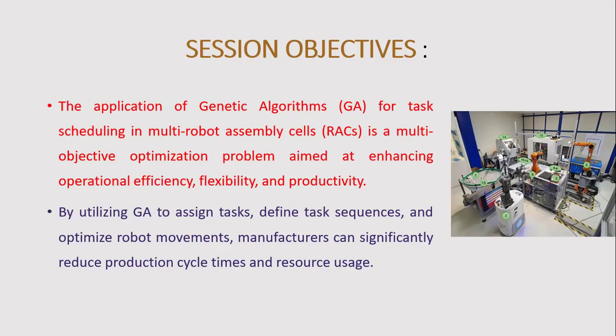With the help of genetic algorithm, we can easily assign the task for each robot by defining the task sequence and also the possible kinematic movement of the robot, so that the manufacturer can significantly reduce the cycle time and the resource constraints within the assembly cell.